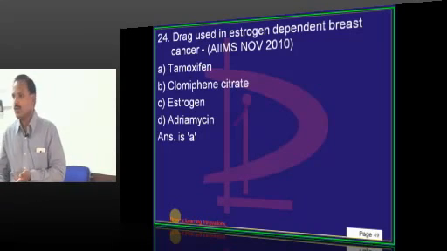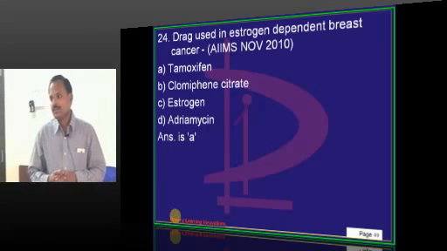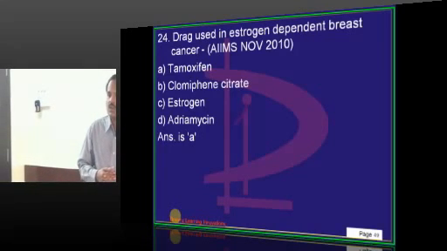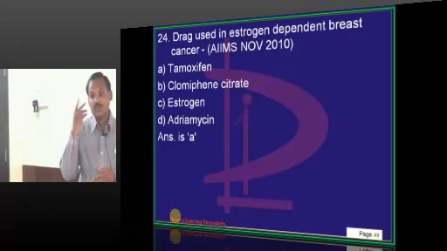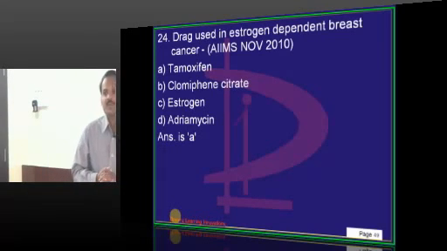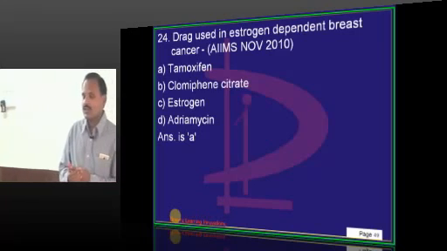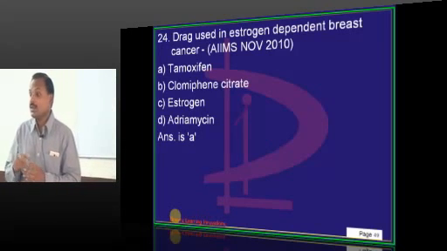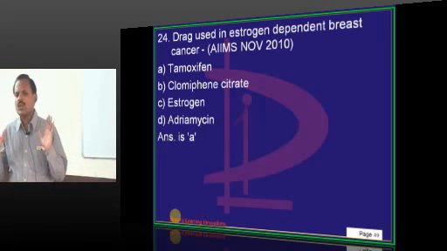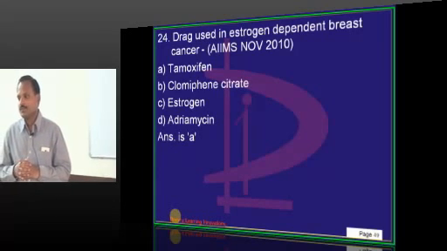And tamoxifen can cause endometrial cancer. And not only that, tamoxifen in the long term, before it can cause cancer, it can cause visual abnormalities also. Cataract can be caused, retinal degeneration can be caused, all these are there. So, we should know thoroughly about tamoxifen.